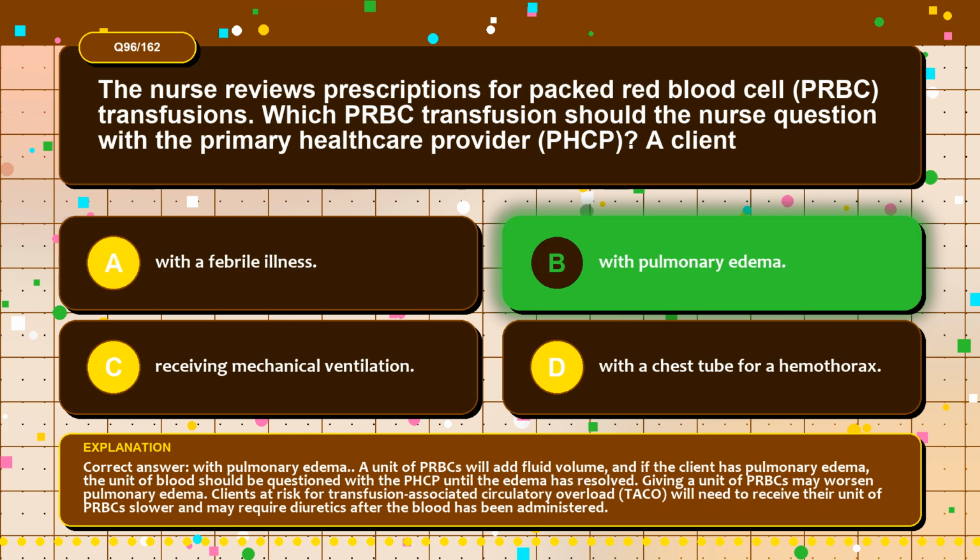Clients at risk for transfusion-associated circulatory overload, TACO, will need to receive their unit of PRBC slower and may require diuretics after the blood has been administered.